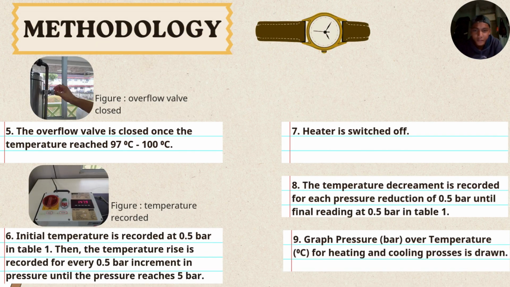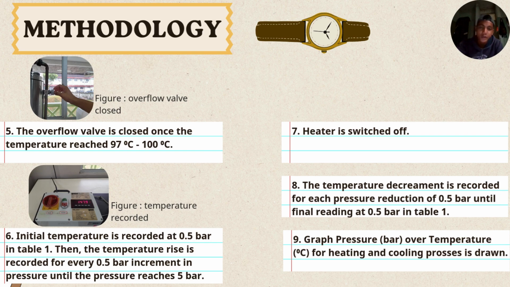And then step 5, once the temperature reaches 97 to 100 degrees Celsius, we close the overflow valve. And next is to record the initial temperature at 0.5 bar, and then the temperature rise is recorded for every 0.5 bar increment in pressure until the pressure reaches 5 bar.